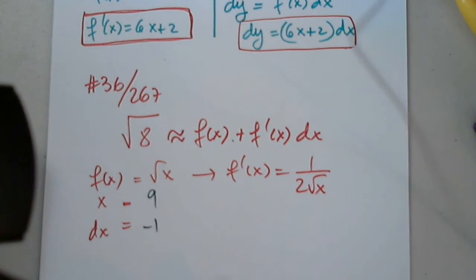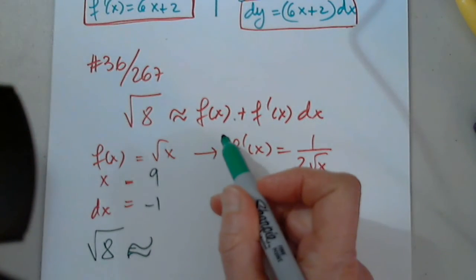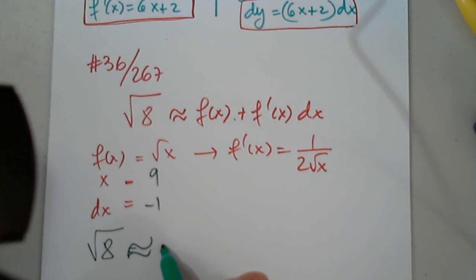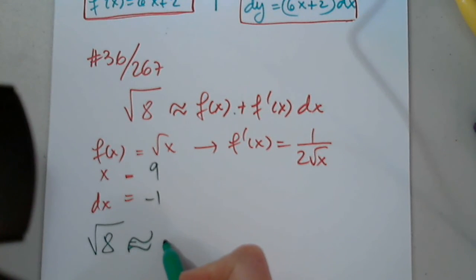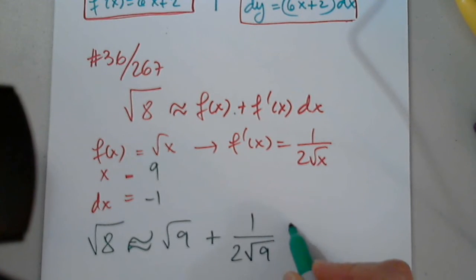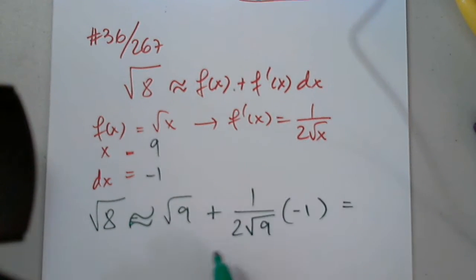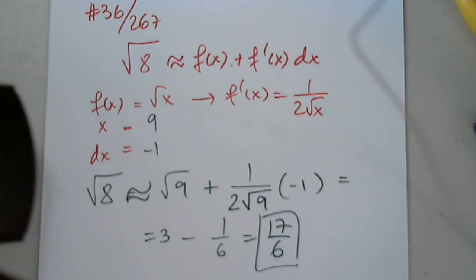No. That's it. Done. So then the square root of 8 is approximately, what do I write? Don't calculate so everyone sees the numbers and then we calculate. Square root of 9. Yes? Plus 1 over 2 times the square root of 9 times negative 1. That's it. So this is 3, and this is minus 1 over 3 times 2 is 6. 18 minus 1, 17 over 6. Brilliant.